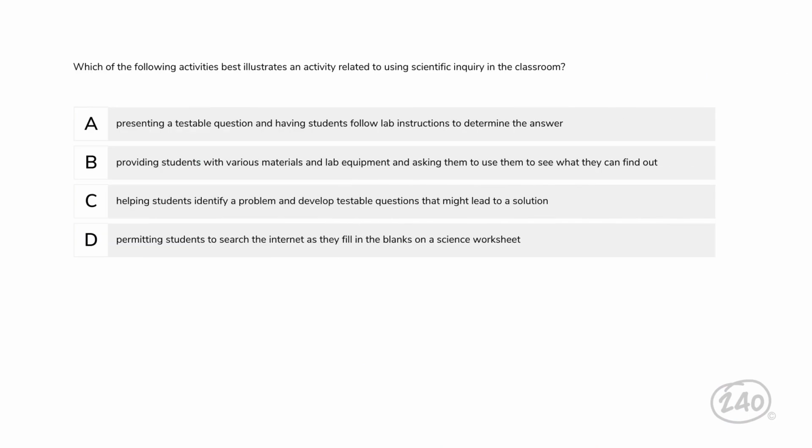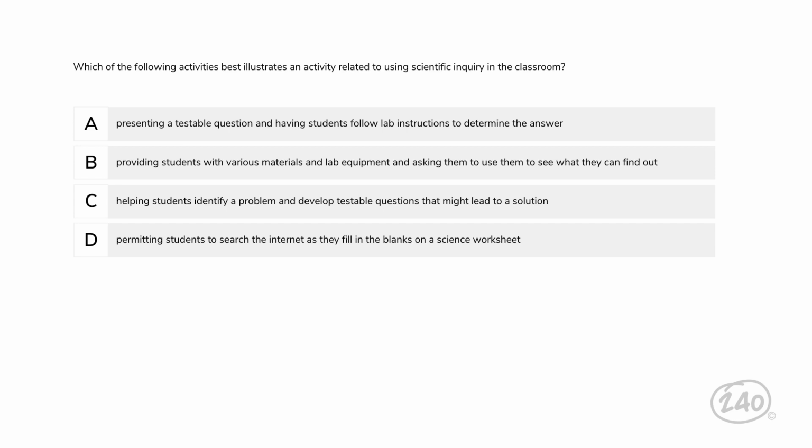On to science, starting with objective 1 and inquiry. Which of the following activities best illustrates an activity related to using scientific inquiry in the classroom? A. Presenting a testable question and having students follow lab instructions to determine the answer. B. Providing students with various materials and lab equipment and asking them to use them to see what they can find out. C. Helping students identify a problem and develop testable questions that might lead to a solution. Or D. Permitting students to search the internet as they fill in the blanks on a science worksheet.